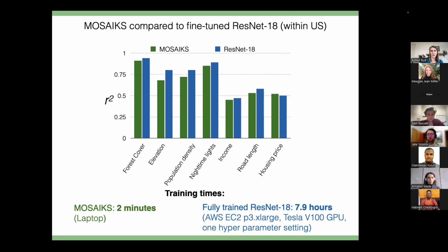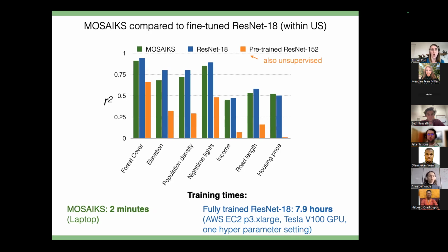It's worth noting that not all unsupervised embeddings like Mosaics will generate a similar performance. In orange, you see a different unsupervised embedding, and you can see that performance is much lower than either Mosaics or the fine-tuned CNN model.